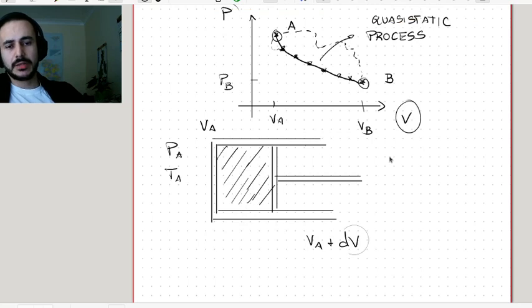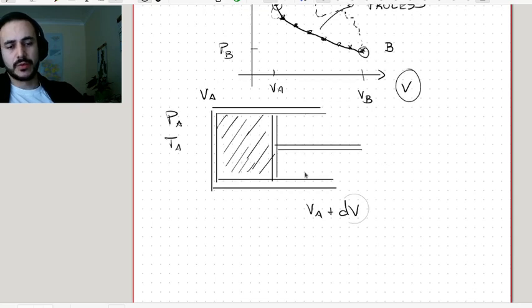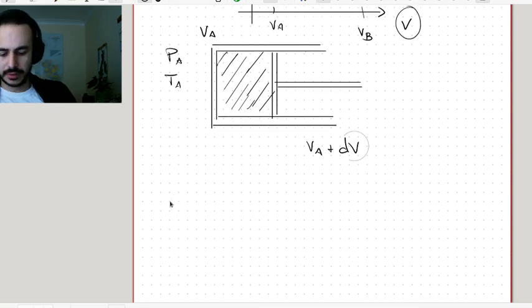Now let me just make a distinction between quasi-static and reversible. So first of all, what is a reversible process? A reversible process is any process that can be reversed. Okay, so it's as simple as that.